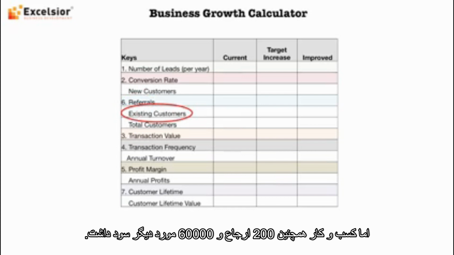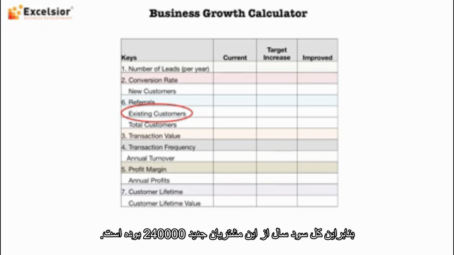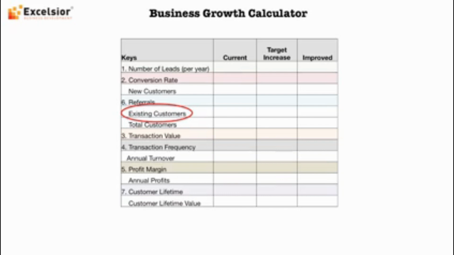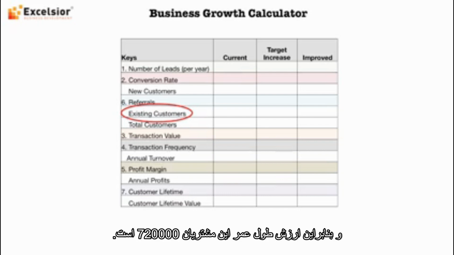There are 3 columns on the right, but let's start with the one labelled Current. Here, you should enter figures for your business in your current situation. In other words, the sales and profits that you're achieving right now, or you expect to achieve this year. Or you can put figures for the last 12 months of your business.